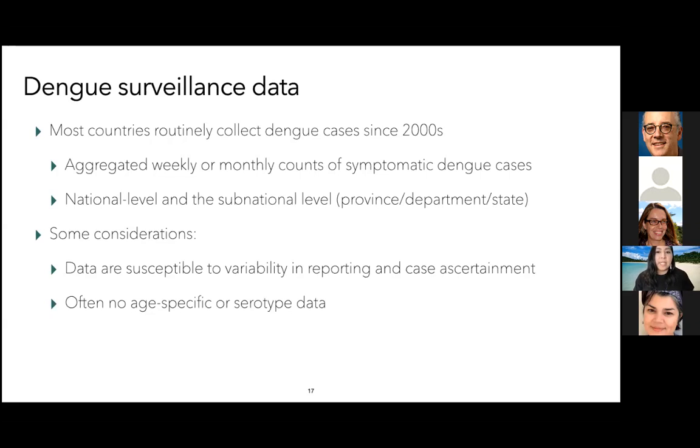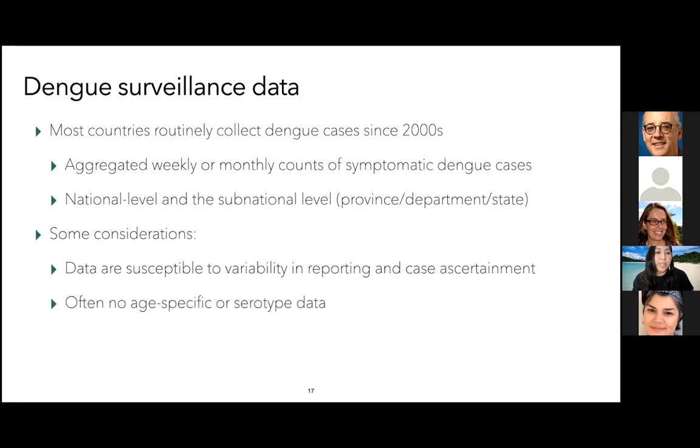And much of this data is collected at either the weekly or monthly level. So we can find these time series of symptomatic dengue cases dating as far back as the surveillance system started, and see if we could find this data available at the national and subnational level. And so we partnered with a number of governmental and academic collaborators to collect this surveillance data.